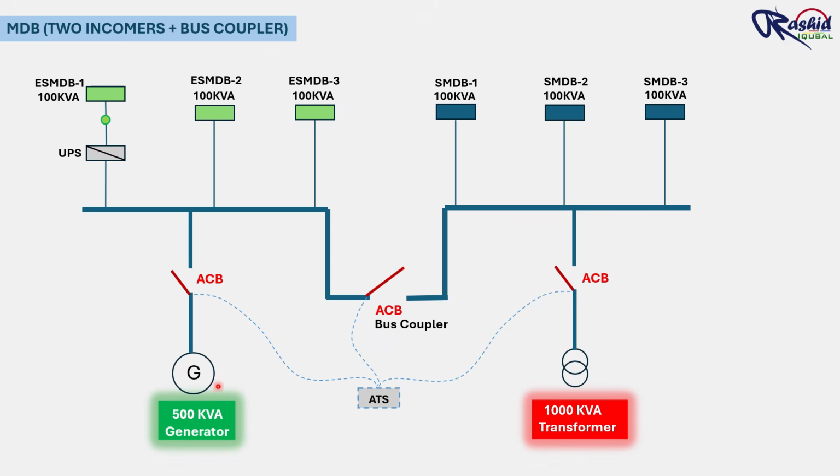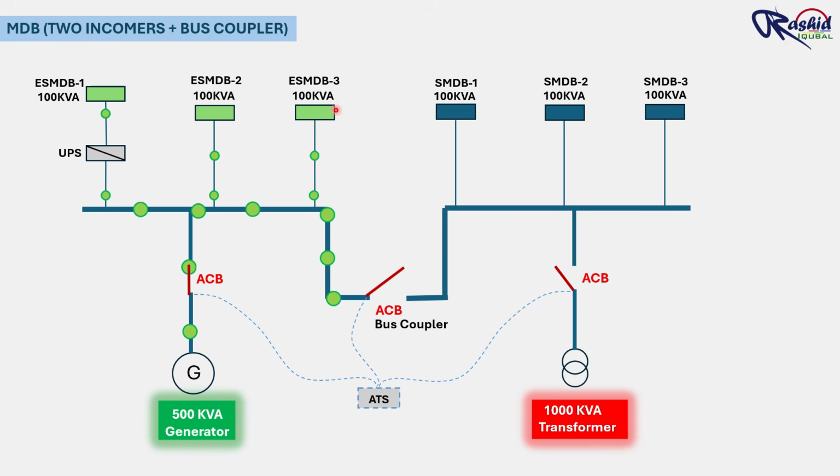It takes about 7 to 10 seconds to transfer the load from transformer to generator. During this short time, critical load continues to run on UPS, as you can see here. Now this delay is important because the generator doesn't supply power immediately. First the engine has to start and reach its rated speed, and at the same time it needs to build up proper voltage and stable frequency. Only after the generator becomes stable does the ATS give command to close the generator side ACB. As you can see here, once the breaker is closed, the generator starts supplying load safely.